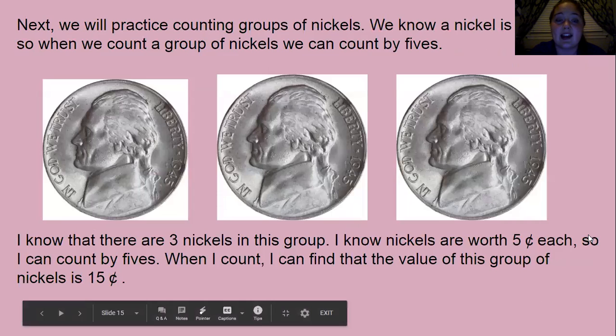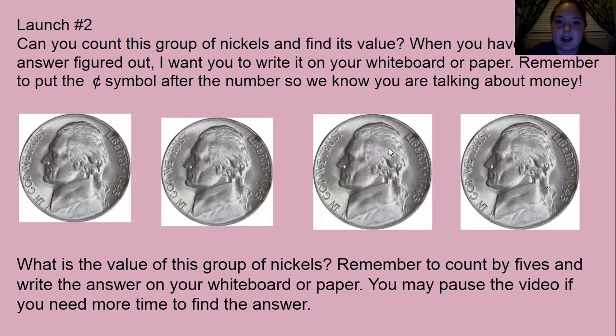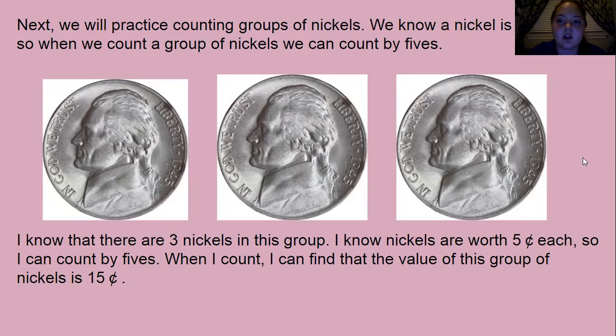Next, we are going to practice counting groups of nickels. We know a nickel is worth 5 cents, so when we count nickels, we can count by fives. So in this group, I see that there are 1, 2, 3 nickels. I know nickels are worth 5 cents each, so when I count the group, I can count by fives. So I'm going to count them now. 5, 10, 15. When I count these nickels, I find that the value of the group is 15 cents.